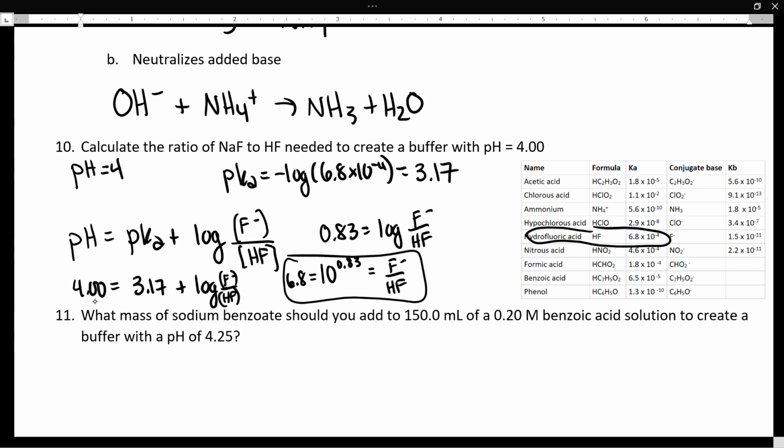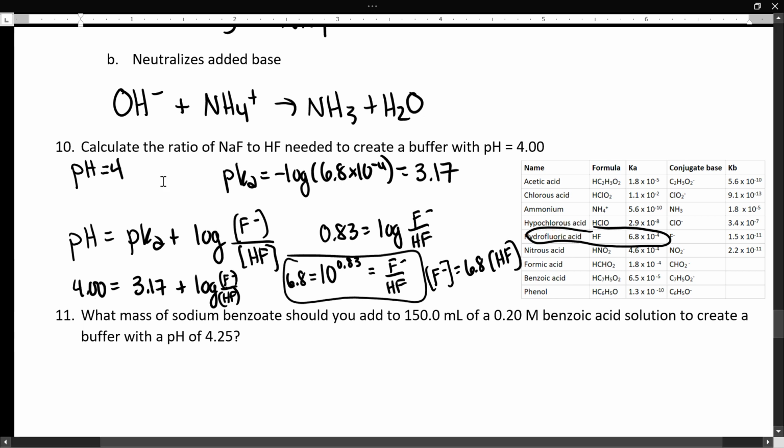So basically, your F minus concentration should be 6.8 times that of your HF concentration in order to make a buffer with a pH of 4. So we definitely need more base than acid to make this pH higher than the pKa here.